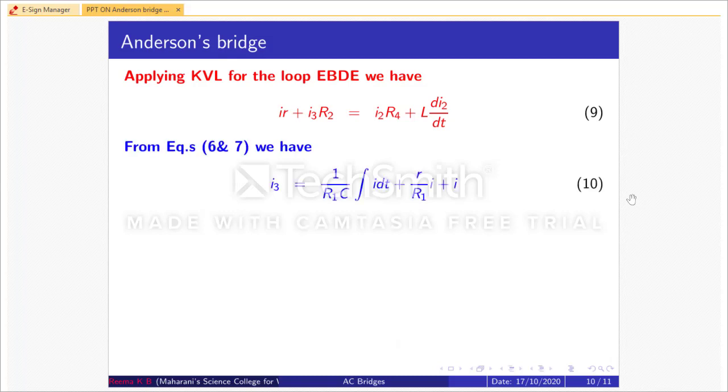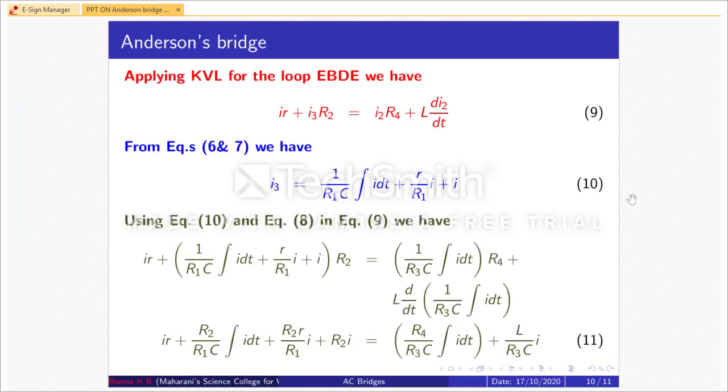From equation 6 and 7, we have I3 is equal to 1 divided by R1C integral I dt plus R divided by R1 times I plus I. Using equation 10 and equation 8 in equation 9, we have IR plus 1 over R1C integral I dt plus R divided by R1 times I plus I times R2 is equal to 1 divided by R3 times C integral I dt times R4 plus L d by dt times 1 divided by R3C integral I dt.